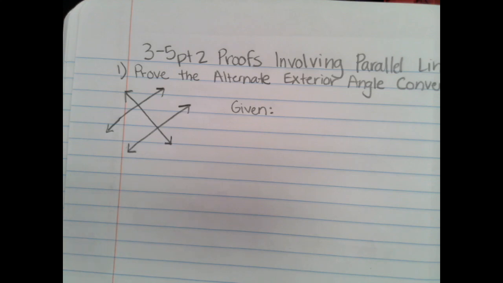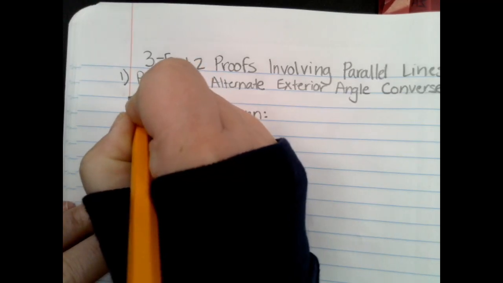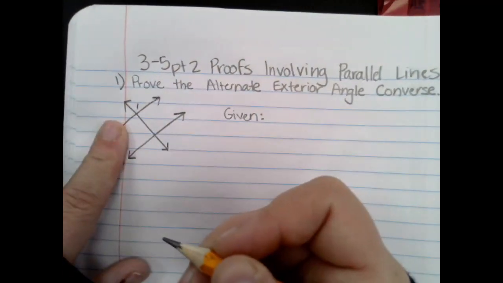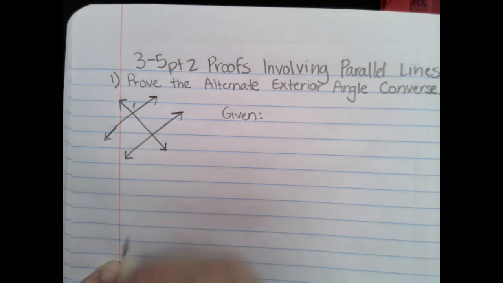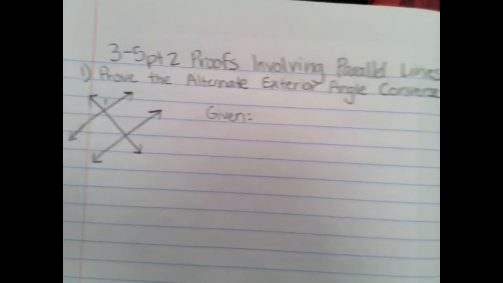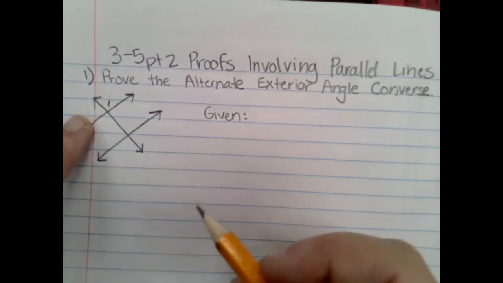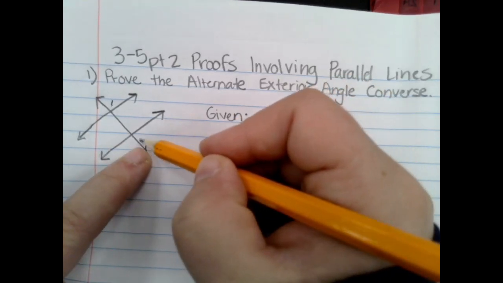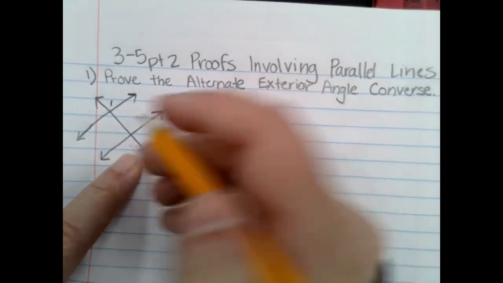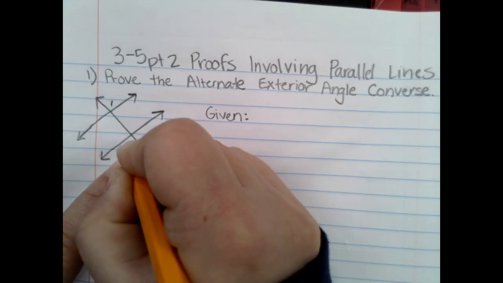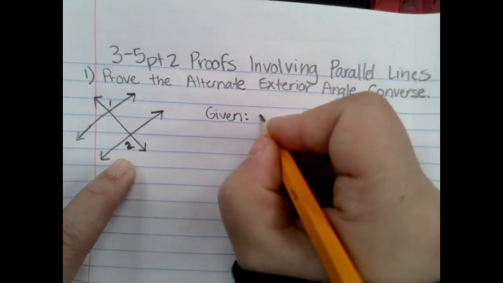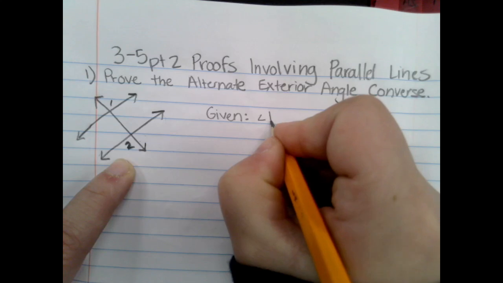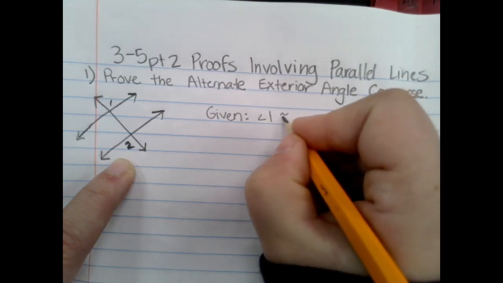All right, and we're going to be given two exterior angles. So let's just call this angle 1. It's on the outside. So we're going to label the alternate exterior to that angle. So exterior would be on the outside of the other line. Alternate means opposite side, so 2. So we're going to start by saying angle 1 is congruent to angle 2.